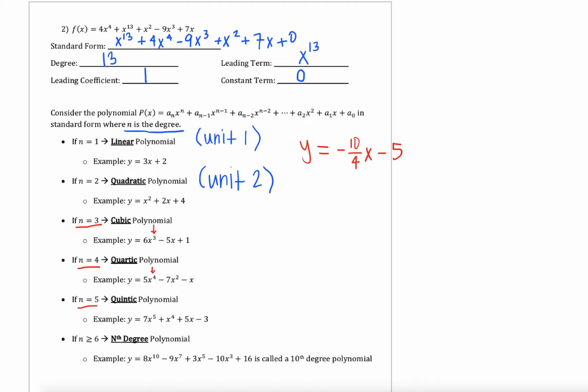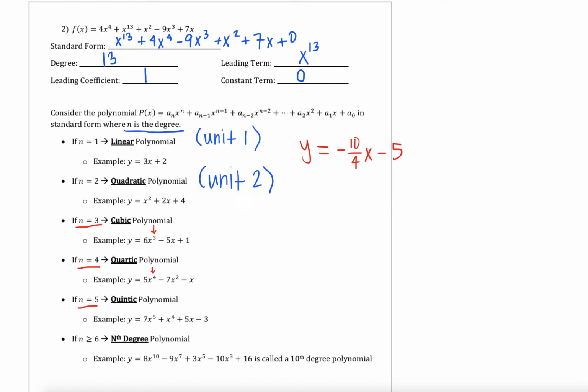Our last one that has a special name would be if our degree is equal to 5, then we have what we call a quintic polynomial. So one example could be y equals 7x to the 5th plus x to the 4th plus 5x minus 3. Now, if our degree is equal to 6 or higher, then we don't have a special name for it. We just call it an nth degree polynomial.